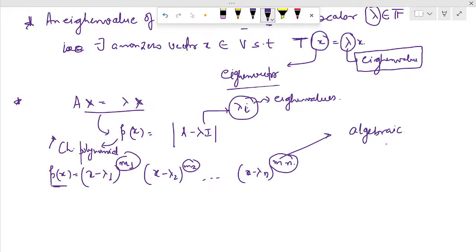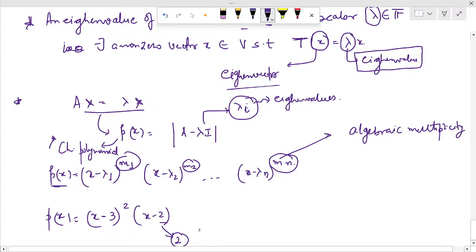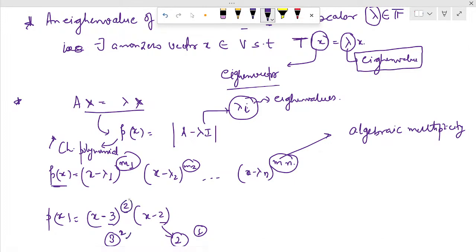I'll help you with an example also. Let us say I get a polynomial of this form. What does it imply? It implies that x equals 2 is an eigenvalue with multiplicity 1, and x equals 3 is an eigenvalue with multiplicity 2. So this multiplicity is called the algebraic multiplicity. Please remember, this is the first thing.